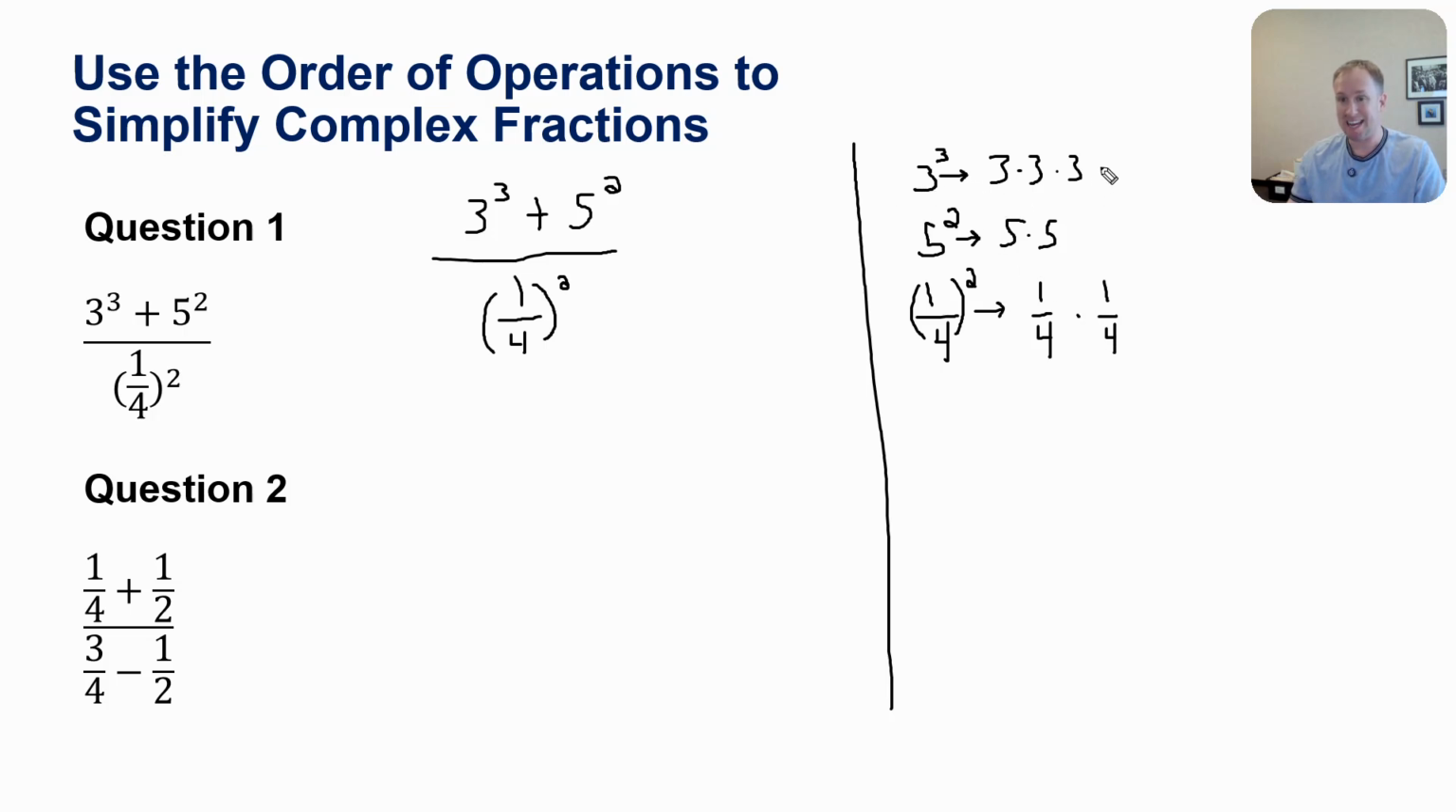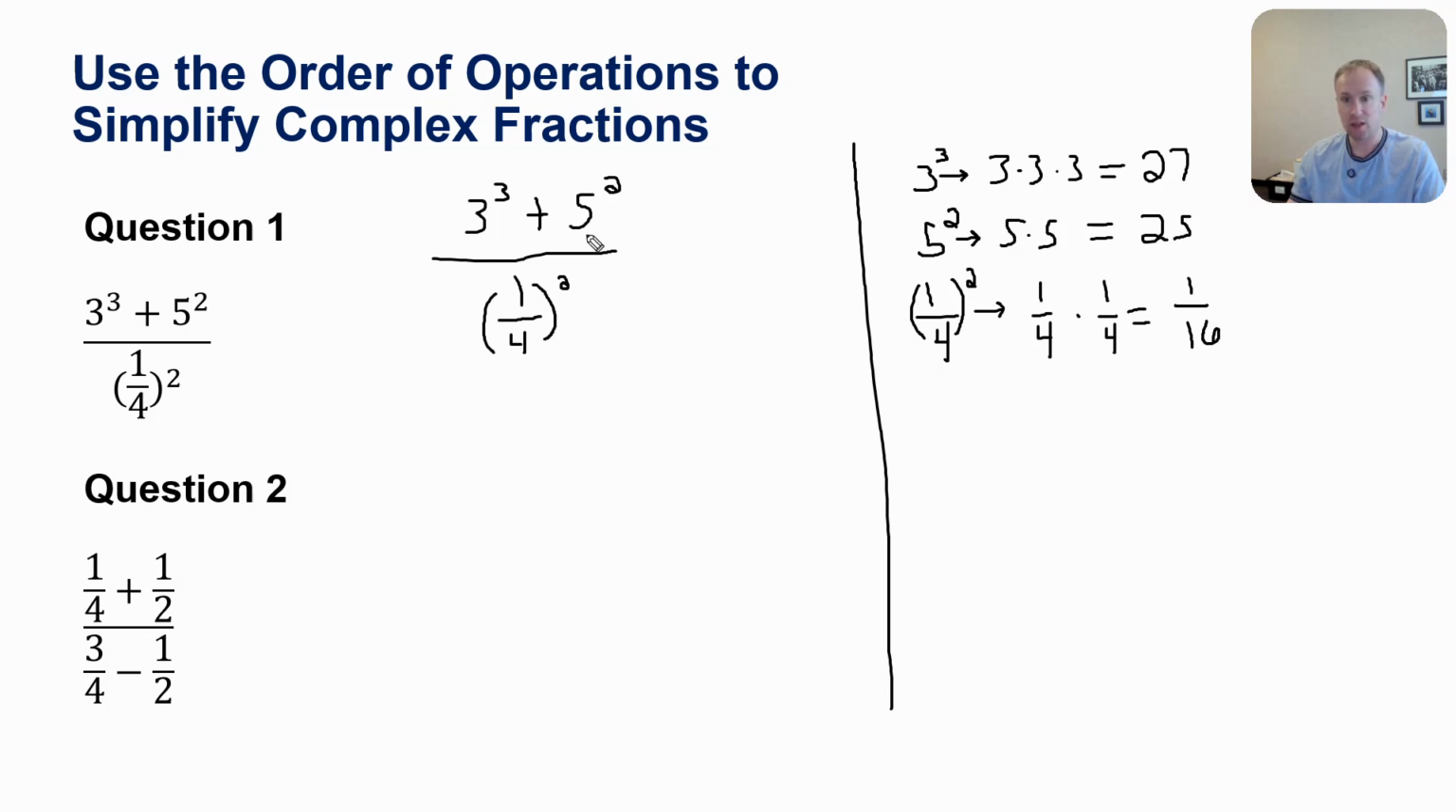Okay? Now, 3 to the third power, 3 times 3 times 3. 3 times 3 is 9, times 3 is 27. Okay, so 3 to the third power is equal to 27. 5 to the second power, 5 times 5 is equal to 25. And 1/4 to the second power, or 1/4 times 1/4, you'd multiply the numerators, 1 times 1, which is 1, and multiply the denominators, which is 4 times 4, which is 16.